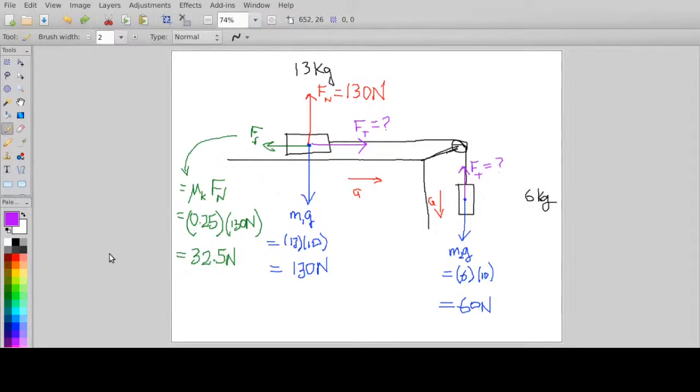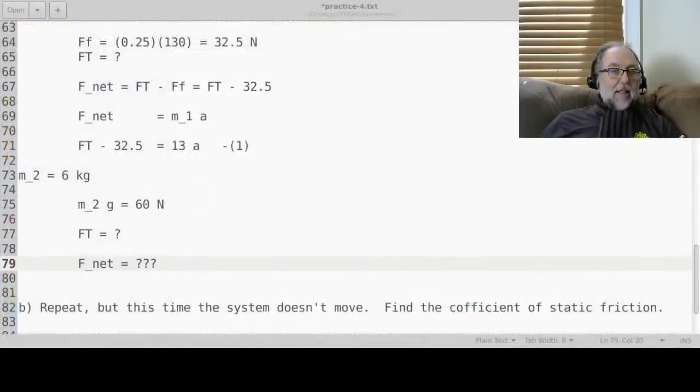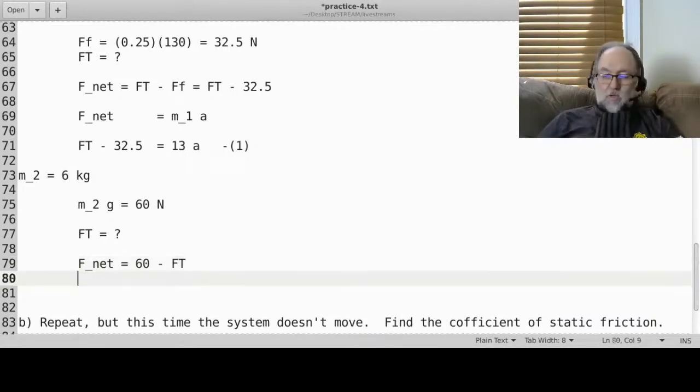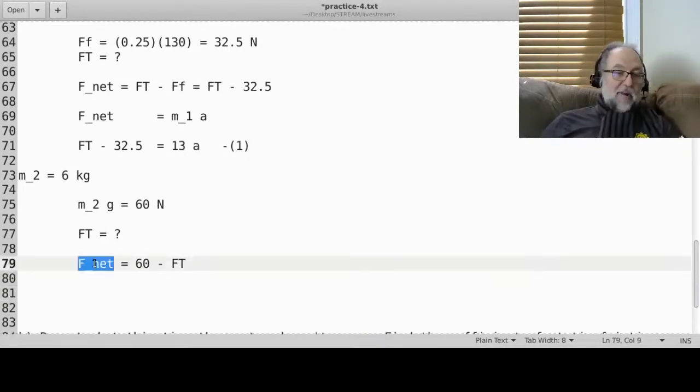So we can say that the net force must be the 60 newtons minus whatever the tension is. We don't have a number for F net, but that's okay. We didn't have a number up here either. The best we could do for F net is get an expression. Now why did we do this? We did this so that we could use Newton's second law.